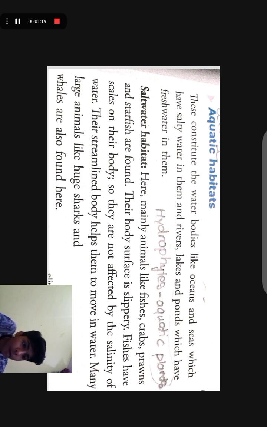This is also true for birds. Birds have a streamlined body which offers least resistance to the flow of air past their bodies. This helps them to move in air easily and rapidly. Many large animals like huge sharks and whales are also found here.